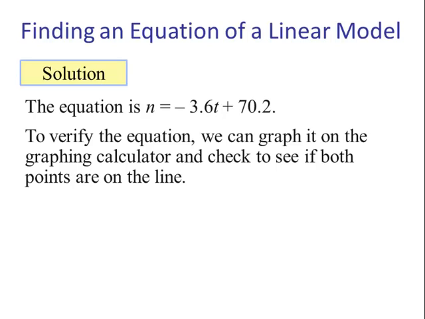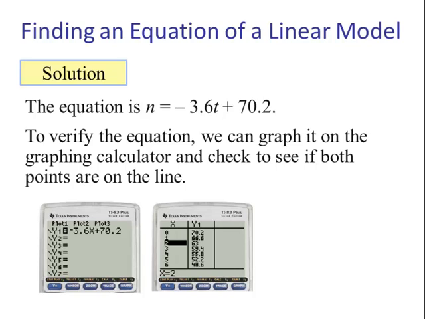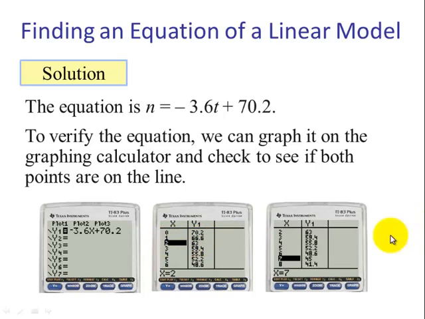To verify the equation, we can graph it on the graphing calculator and check to see if both points are on the line. So we hit the y equals button and type in the equation. Now we hit the table function, which is second and graph. We scroll down and we see when x is 2, y is 63, so that point is on the graph. And when x is 7, we see that y is 45. So that's our second point. We have verified that both points are on the graph.